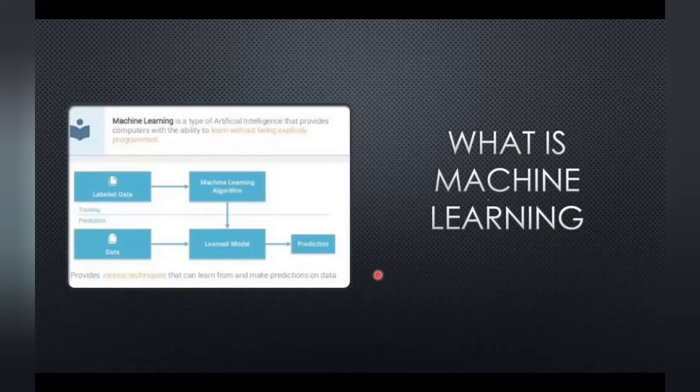So the moment the machine learns, you're given data which is unlabeled or doesn't have a region of interest, it automatically calculates from the labeled data, compares with the unlabeled data, and gives you a prediction whether this is a tumor or not a tumor. So this is what machine learning is. It predicts the outcome of the data.